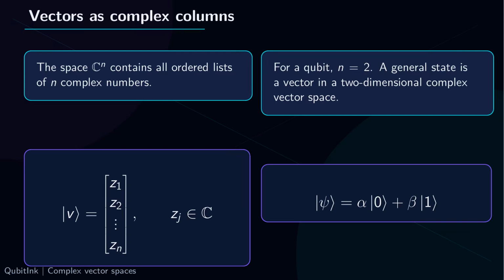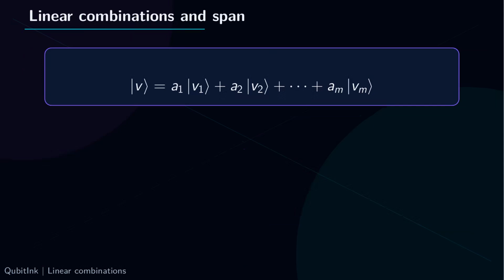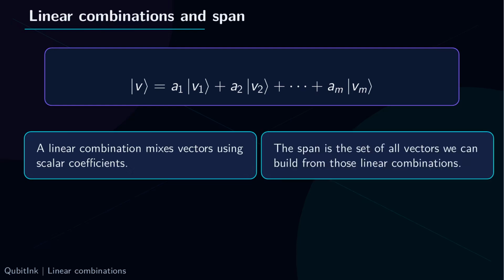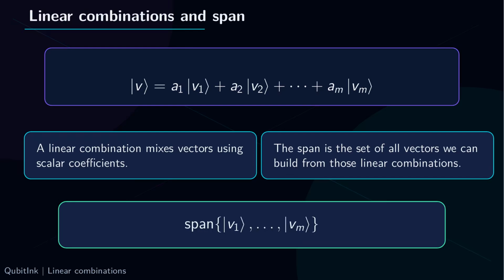A linear combination builds a new vector by multiplying several vectors by scalar coefficients and then adding the results. The coefficients a1 through am determine how strongly each vector contributes to the combination. The span is the set of every vector that can be produced by allowing those coefficients to vary over all permitted values. This notation denotes the span of the listed vectors. If that span equals the whole vector space, the vectors are sufficient to generate every vector in it.